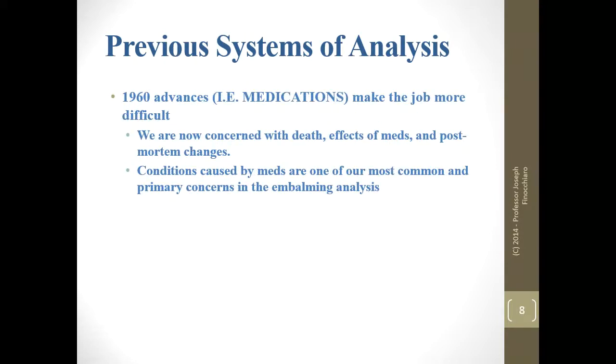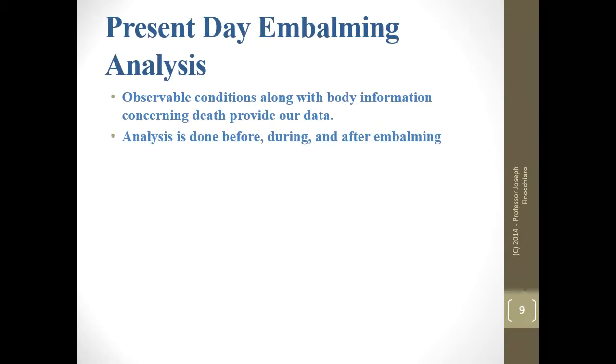By 1960, advances, i.e. drugs, big pharma, make the job more difficult. And now we're concerned with the cause of death, the effects of the meds, the postmortem changes, and the delay between when the person died and when we got them. So obviously a typing system is not going to work very well. Conditions caused by meds are one of our most common and primary concerns in the analysis. What did the medications do physiologically to the body that's now going to make our life miserable?